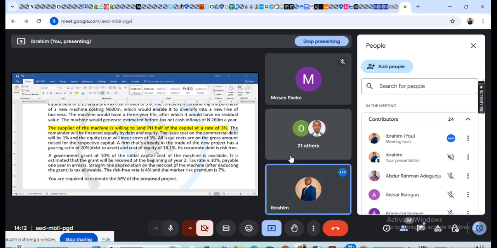Now, tax rate is 30% payable one year in arrears, which means that year 1 will be paid in year 2, year 2 will be paid in year 3. Straight line depreciation on the net cost of the machine.